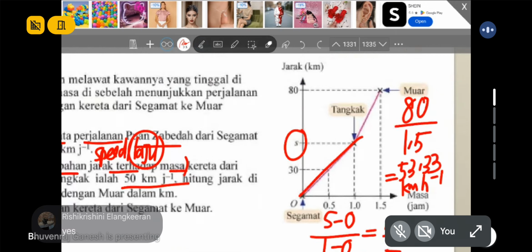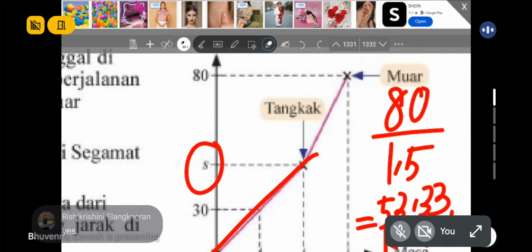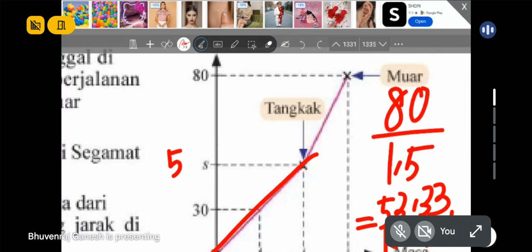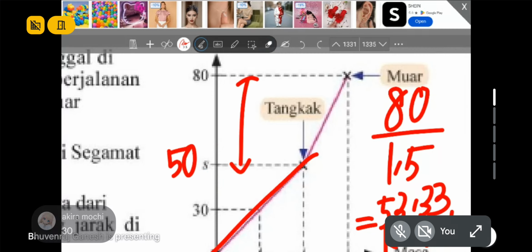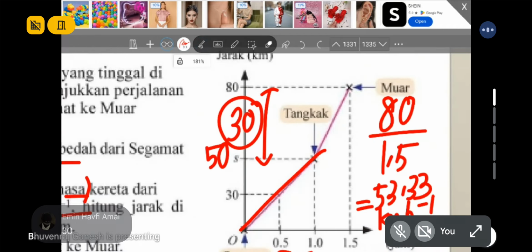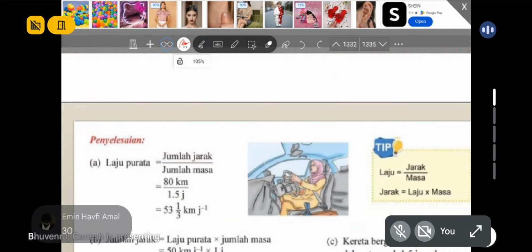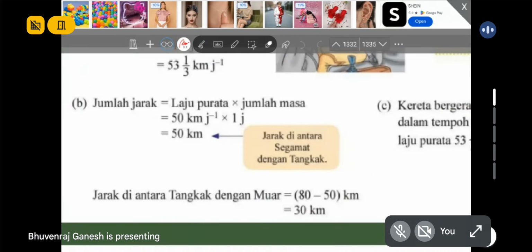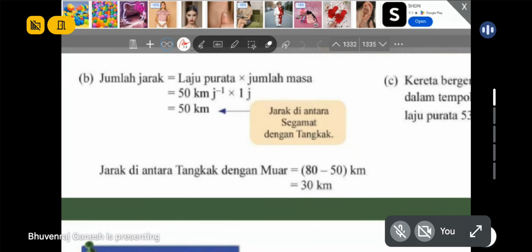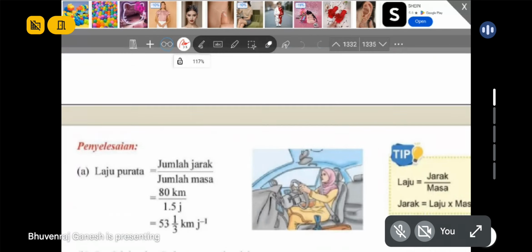So what is the distance from Tangkak to Muar? Anyone? How much? Yeah, 80 minus 50 lah. So jawapan dia 30. Understand? So the answer is 30 km. Okay, and guys, clear. So now next one.